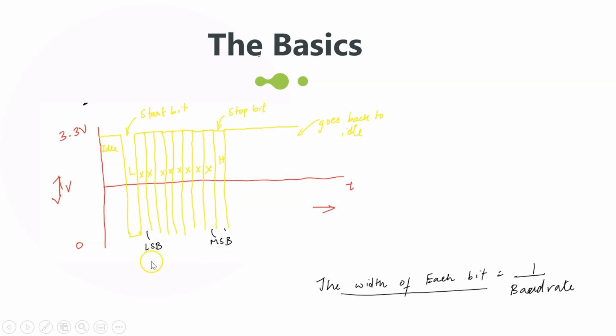The very first bit that you transmit after your start bit is the LSB, or the least significant bit, and the last bit that you transmit, usually the 8th bit, is the most significant bit. Also, there's a term called baud rate, which is usually associated with serial communication. The width of each bit is 1 over the baud rate, just FYI.